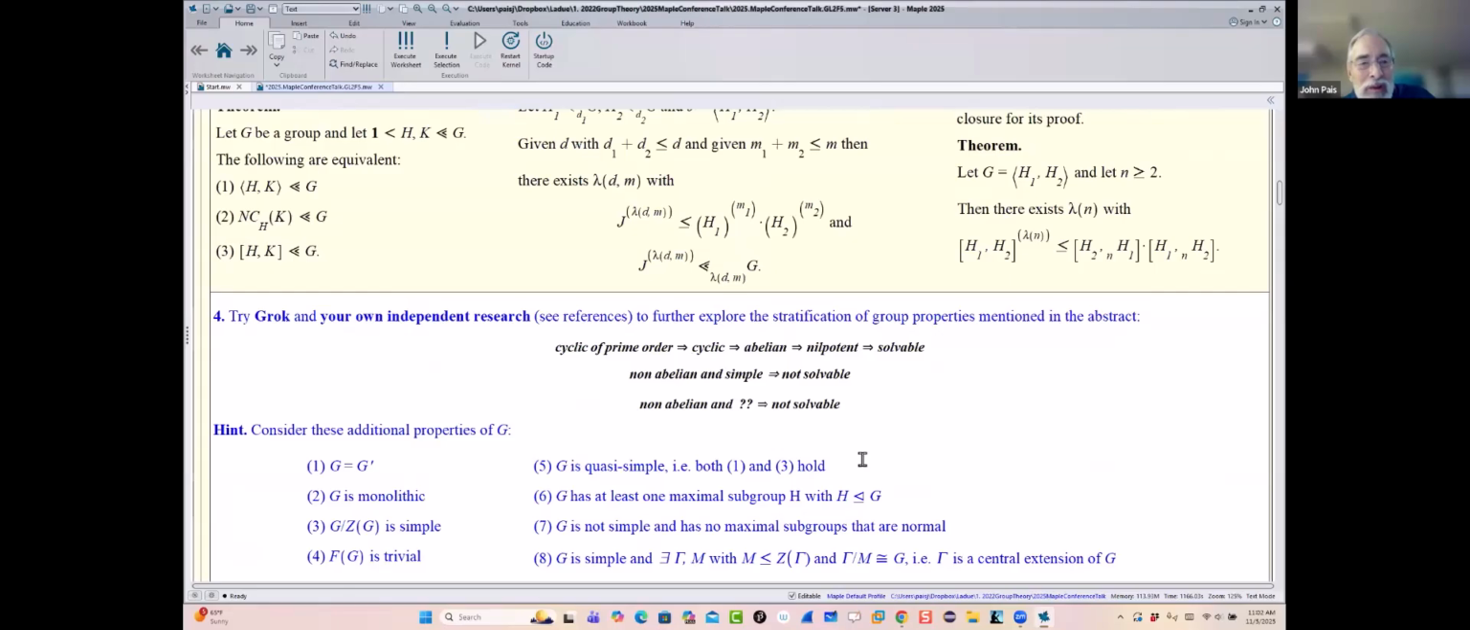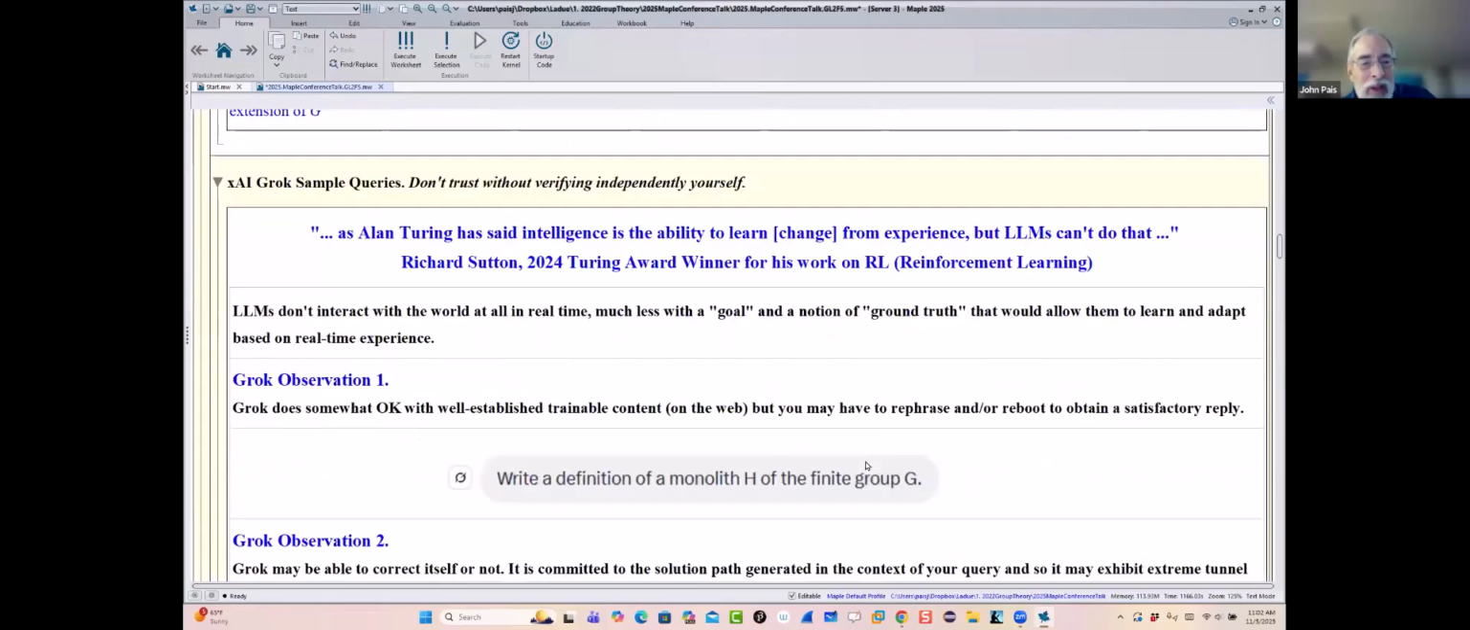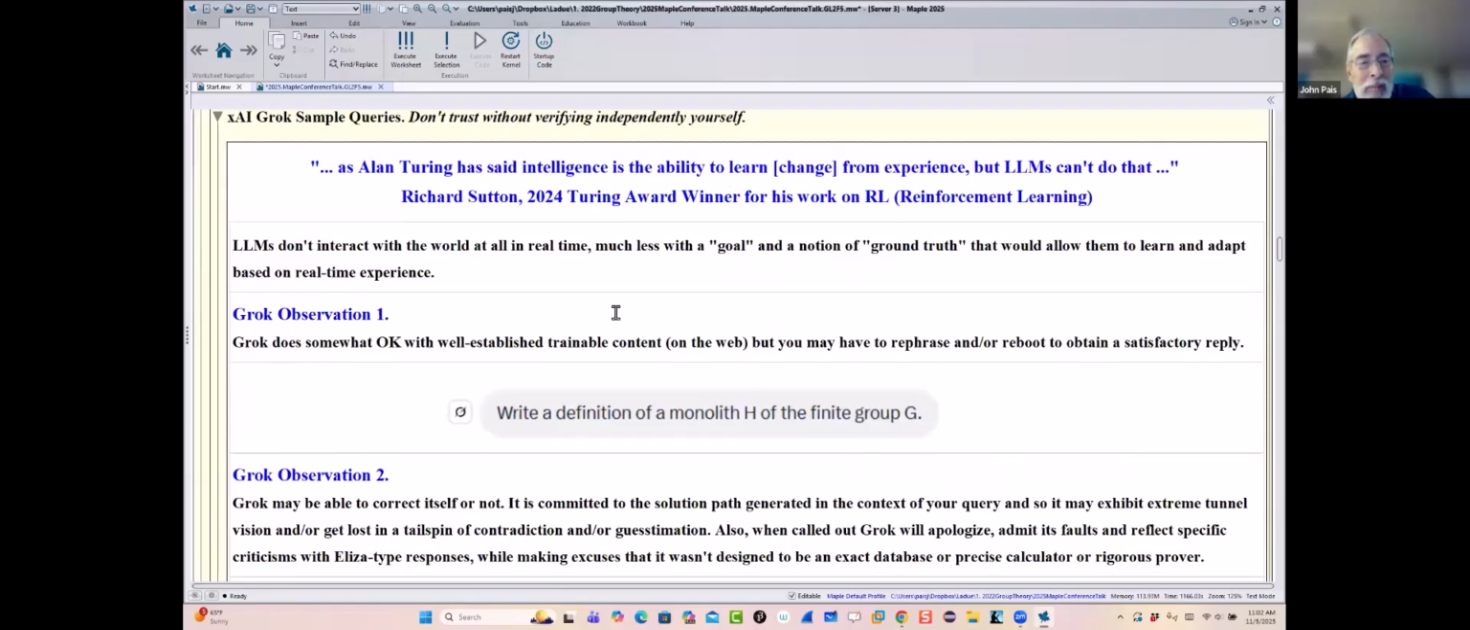That's a great question, and let me go back to what I skimmed over really quickly. You may know that Richard Sutton was a Turing Award winner in 2024. And this is a quote from him. As Alan Turing has said, intelligence is the ability to learn, change from experience, but LLMs can't do that, right? So basically, I think it can't.